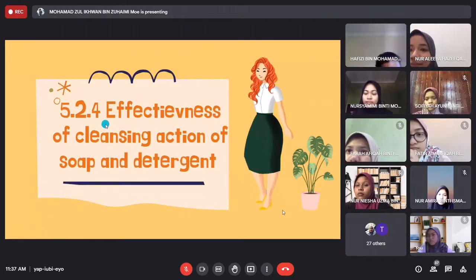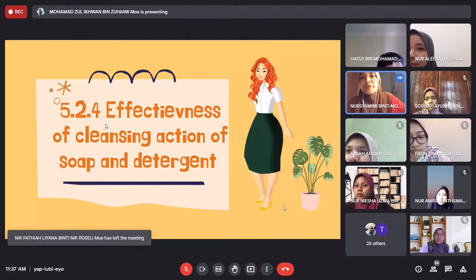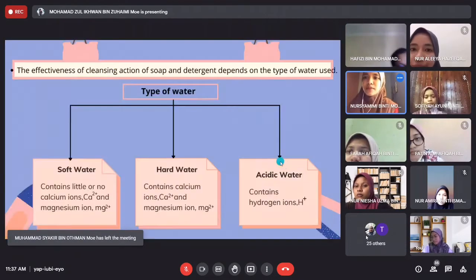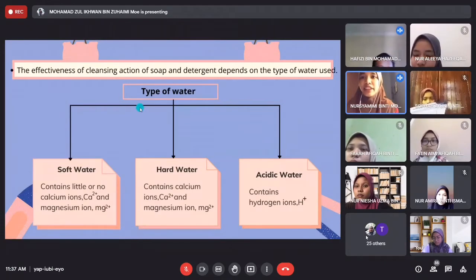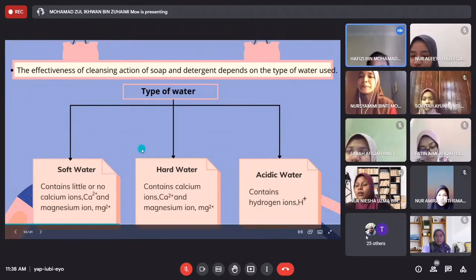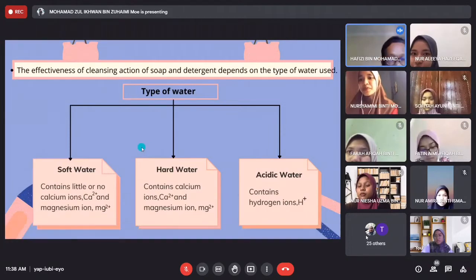Next, I will explain about the effectiveness of cleansing action of soap and detergent. Okay. Sekejap, ini yang saya nak cari-cari. Awak buat perbandingan terus. Biar semua orang nampak antara soft water, hard water dengan acidic water.